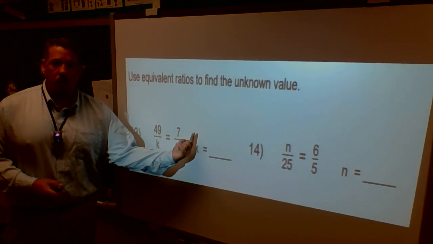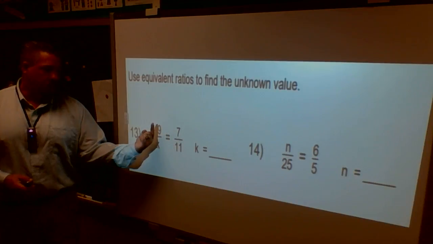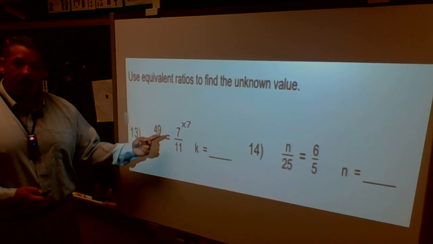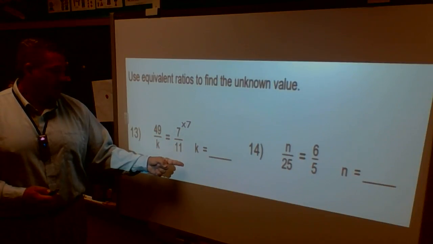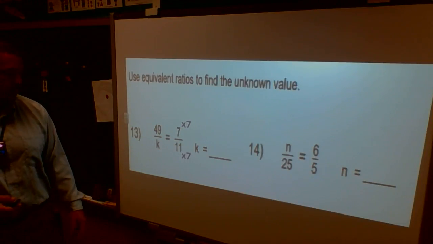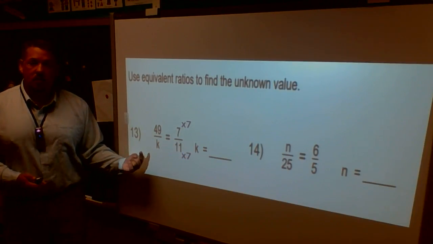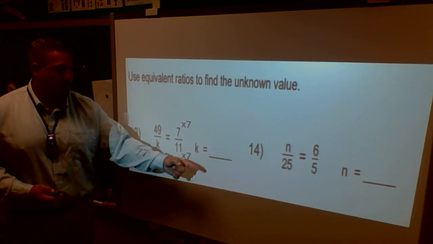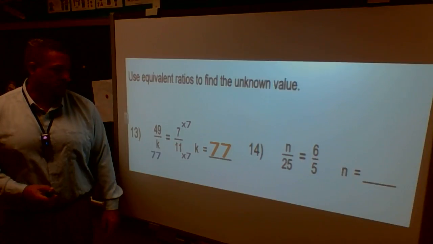So I'm just going to go backwards from over here. 7 times what is 49? Well, 7 times 7 is 49. And if I multiply my numerator by 7, I have to multiply my denominator by 7. So I know 7 times 11 is what? Well, that's 77. So k has to be equal to 77.